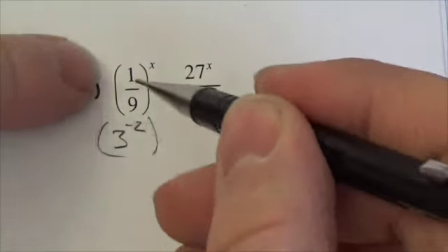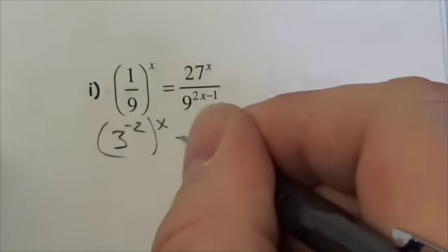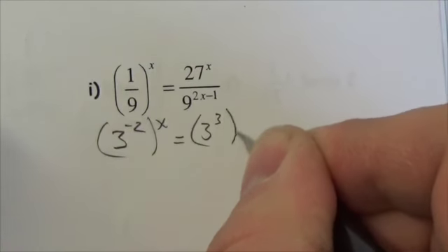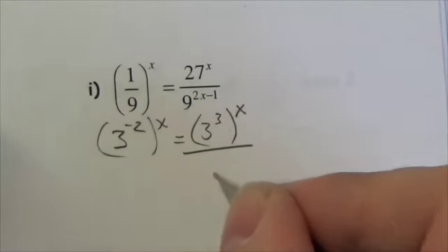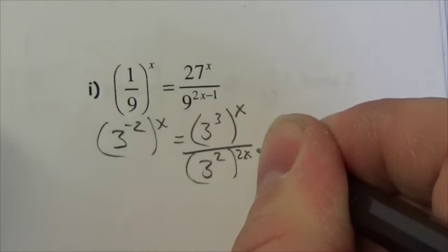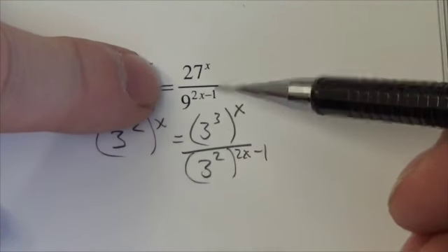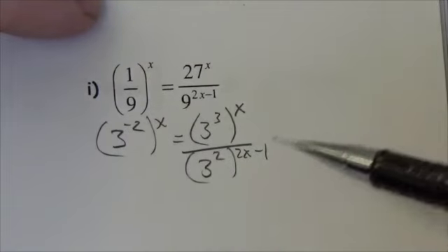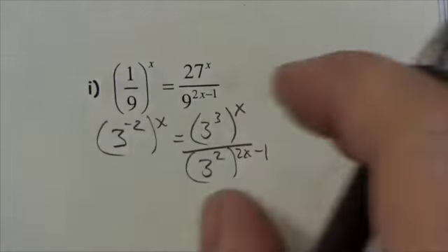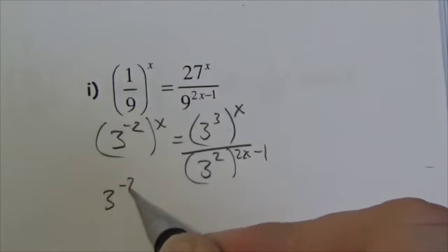Now, those two bases are exactly the same. 3 to the negative 2 is 1 over 9. Over here, 27, I'm going to rewrite as 3 cubed to the x. And 9 down here is going to be 3 squared to the 2x minus 1. Now, I'm dividing two powers here. At some point, I'm going to want that to change into a subtraction. But I need the bases to be the same before I can do that. So that's the one little trick here, and it makes this question a little different than one that we did before. So this is going to be 3 to the negative 2x.